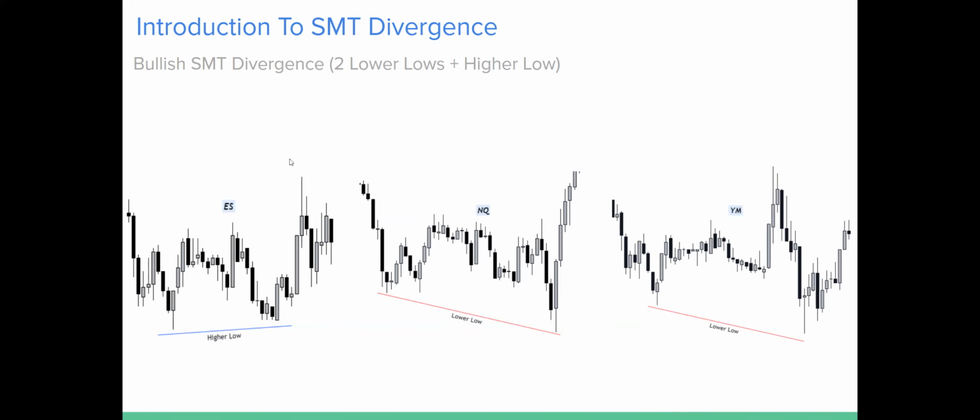So this odd one out is going to be the strongest, but all of them will be in strength. They will be going higher, but this one will be the strongest. So you're comparing the lows, and again, you could switch the lineup. You could have NQ making the higher low, ES making a lower low, and YM making a lower low. It does not matter the lineup. You're comparing the lows and seeing which one is the odd one out, and if it's giving you that bullish SMT formula. So that's the first one.